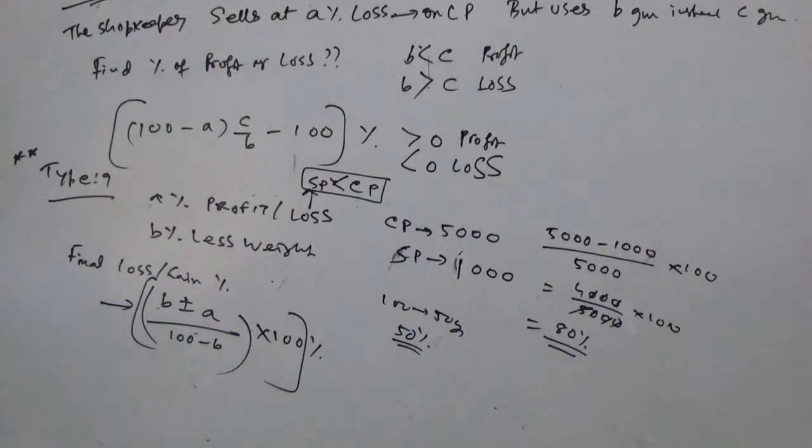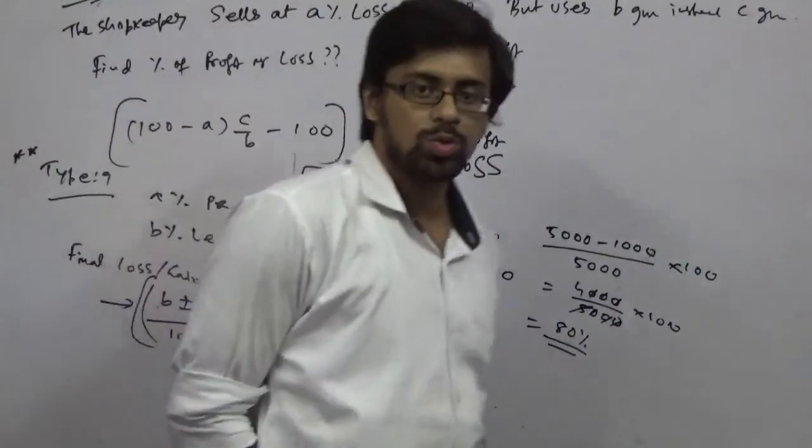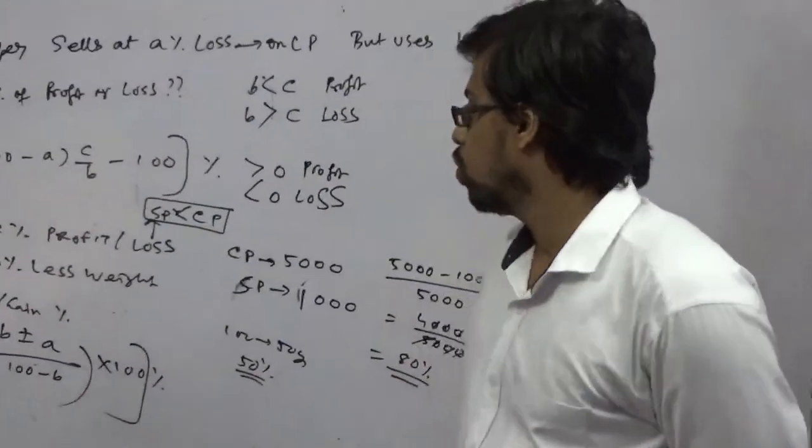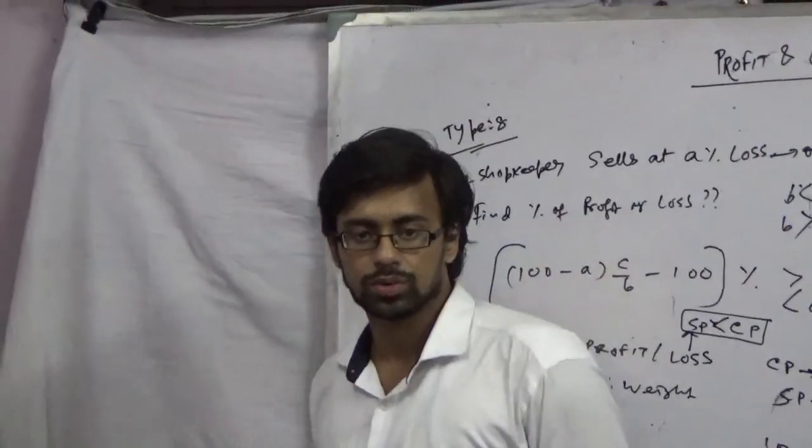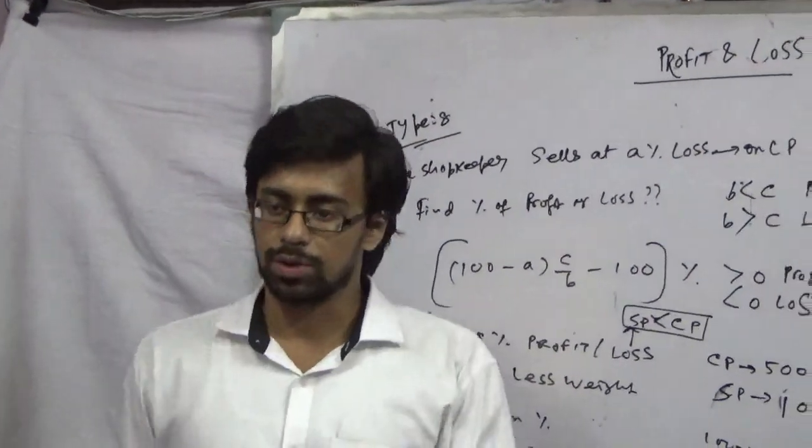Always remember that there will be three types of question. One is the simple profit and loss structure. Second one is on these kind of shopkeepers, and the third is on discount types. Now utilizing this formula you will be able to solve everything.